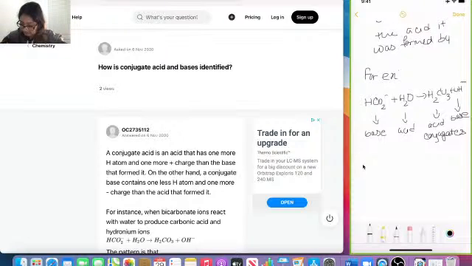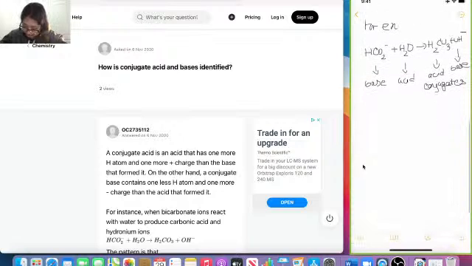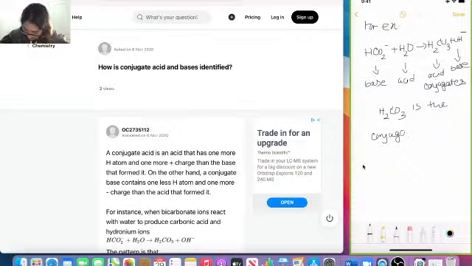Therefore you can say that H2CO3 is the conjugate acid of HCO3 negative. Oh, sorry, this is CO3. My bad. HCO3 negative. Okay.